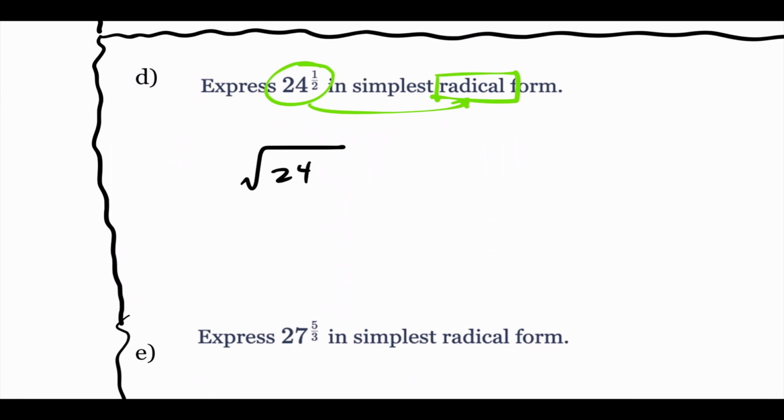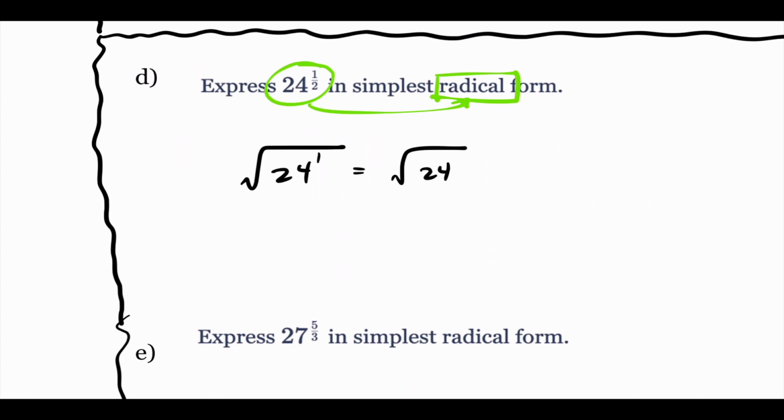What power is 24 going to get? 1, right? The top is the power. So it's going to be 24 to the 1 power, which just means 24. The bottom is the root. Square root, right? You can write the 2. You don't have to if you don't want to. So really, this is just the square root of 24, right?